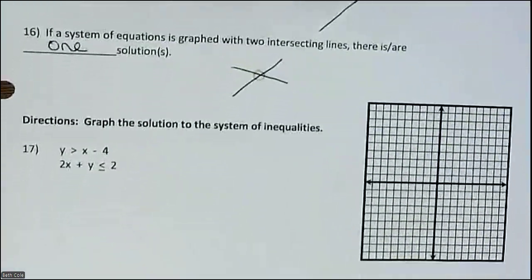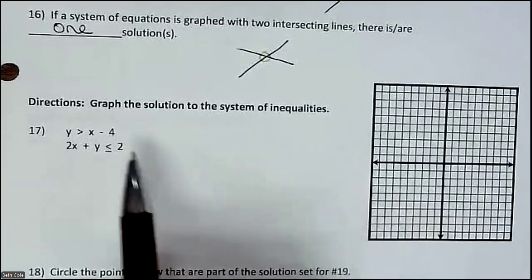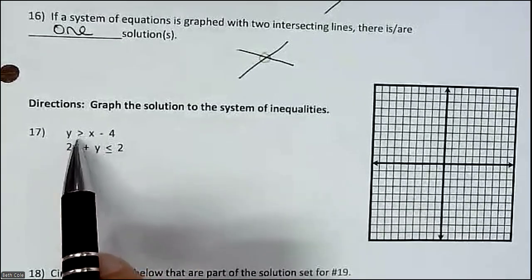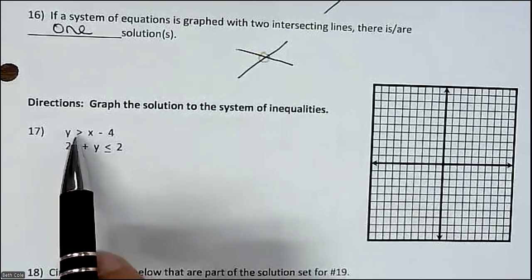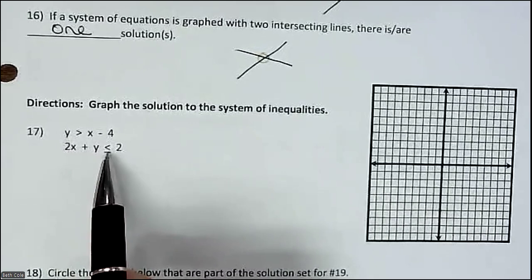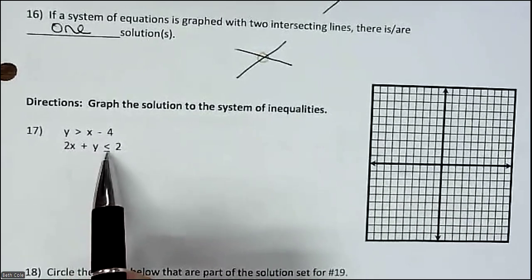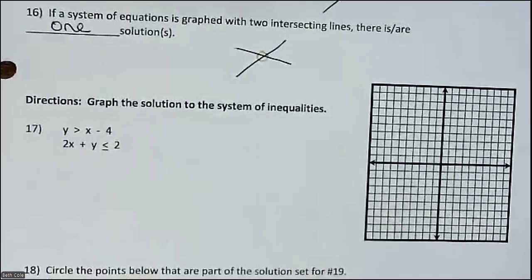All right. That's enough with our equations. Now we're going into the inequalities. How do you know if it is a dotted or a solid line? If you look at the symbol. So like this one would be what? Dotted. And this one would be solid. All lines are straight by definition. Saying straight line is redundant.